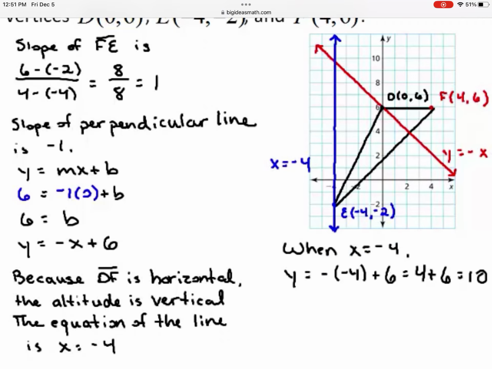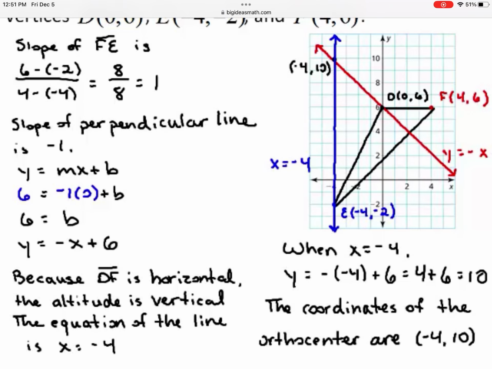When x equals -4, y equals 4 plus 6, which equals 10. So the point (-4, 10) is the intersection point of these two lines. So the coordinates of the orthocenter are (-4, 10).